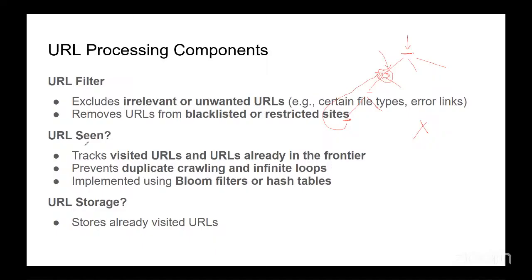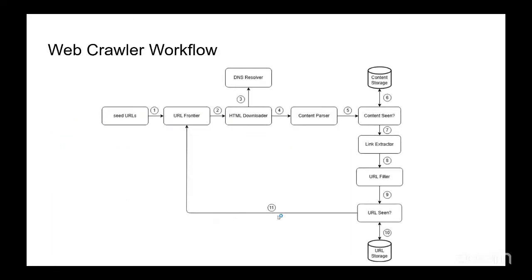The URL seen component looks for visited URLs. This is implemented using Bloom filters and hash tables. We'll also discuss Bloom filters in some other session, but for right now, we can see that we can implement this with hash tables or Bloom filters. The next thing is the URL storage. This URL storage will simply store the already visited URLs. So this was all about the components of the web crawler.